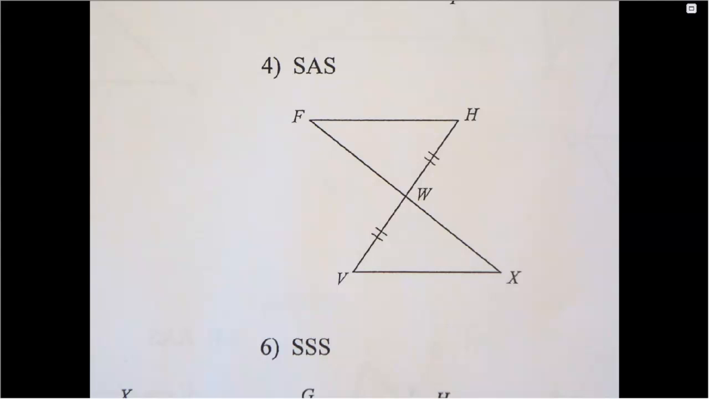So I'm saying I need WX to match up with what? What's the version of WX in the other triangle? FW or WF. I don't care about the order. Because if I had that side, now I have side angle side here. If I do that side, I have side angle side up there. Again, the angle's in between the two sides. So the angle's in between the S's, the angle's in between the S's.